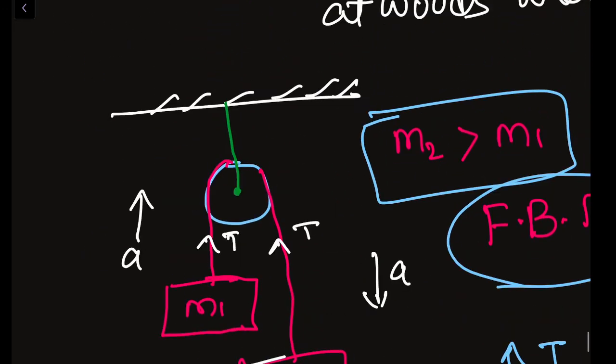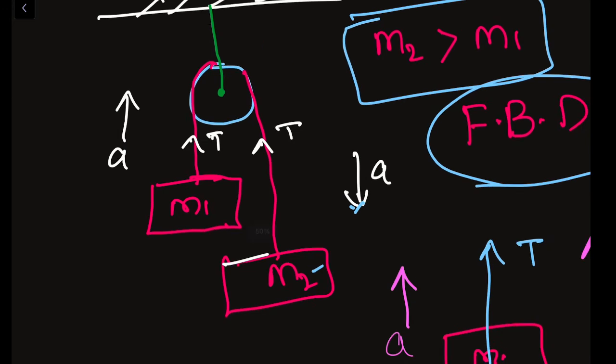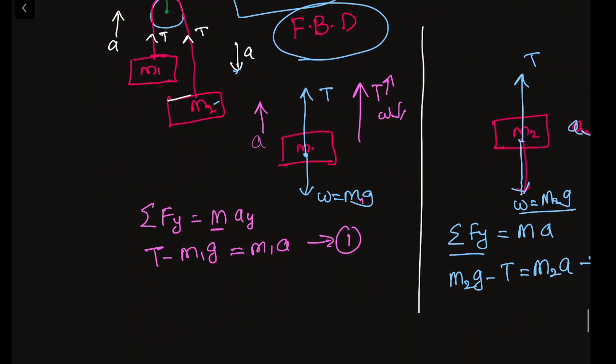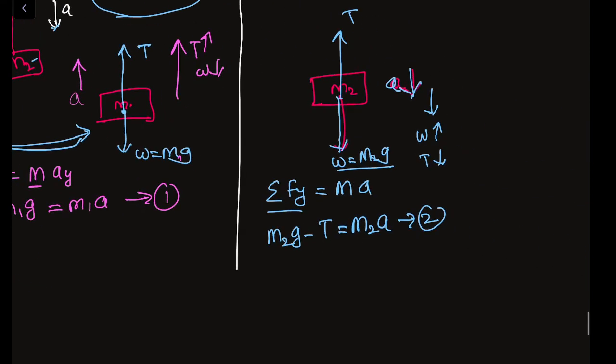So first we have to take the pulley. m2 is more, that's why m2 moves downward, and at the same time m1 moves upward. So by this we have to draw the free body diagram. Okay, this is the free body diagram, and from the free body diagram we get the equation. Same here, free body diagram 2 and its equation.